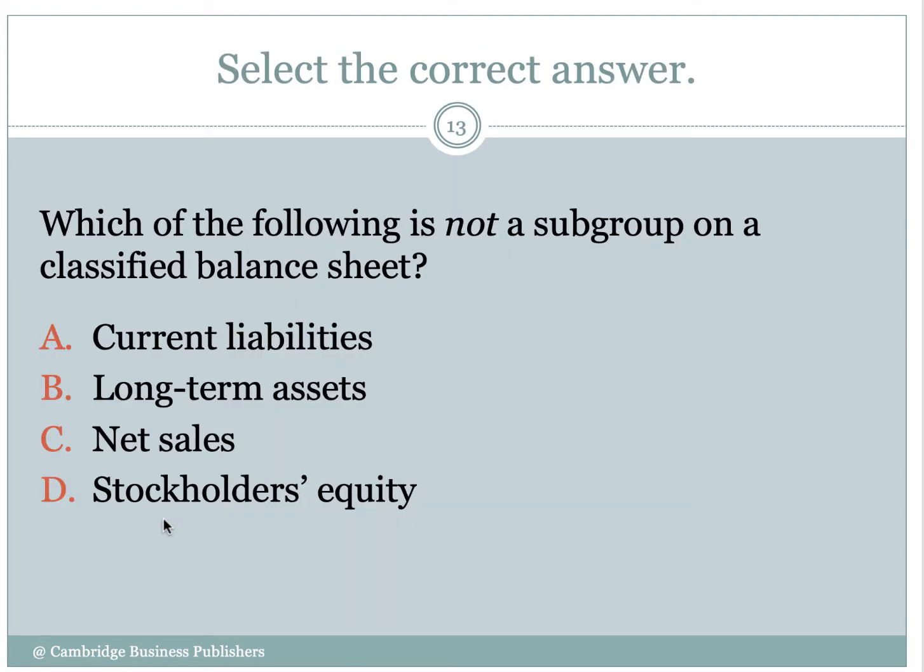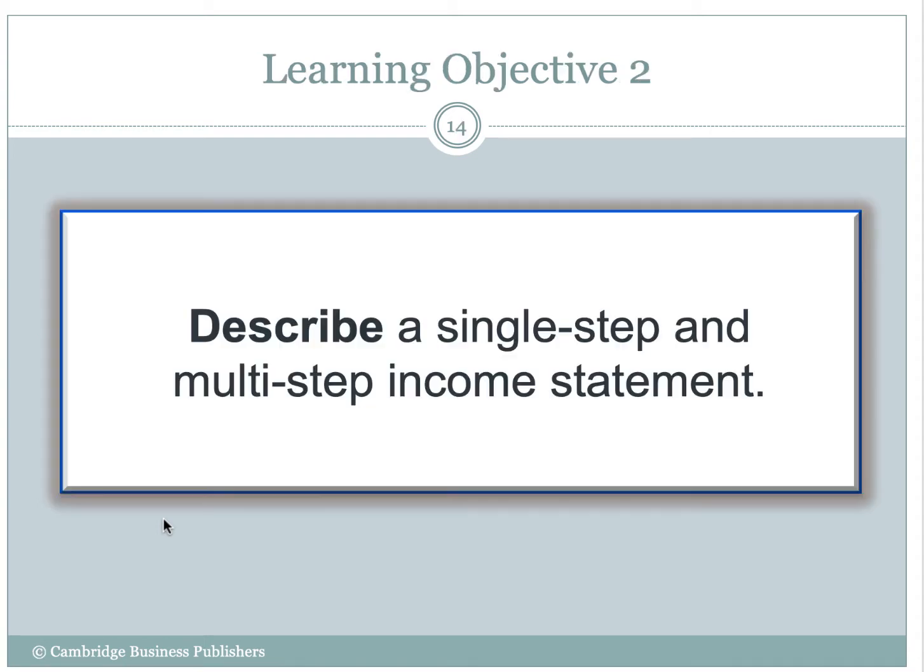Okay, so which of the following is not a subgroup on a classified balance sheet? Well, hopefully you look at this and think, yeah, current liabilities, that's definitely a subcategory. So is long-term assets. Stockholders' equity, yep, that shows up on the balance sheet. Net sales, I'm not too sure what that is yet, but it says sales, and sales is equivalent to revenue. That probably shows up on the income statement. So C is the answer. That is not a subgroup of a classified balance sheet.